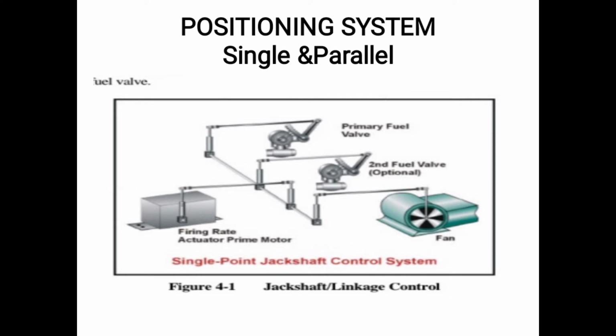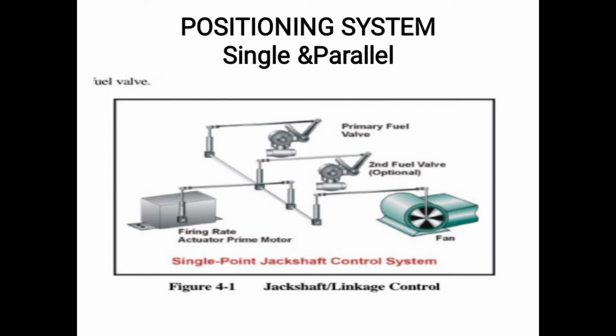And next one is the positioning system. In the positioning system, fuel valves are connected through a camshaft, and the FD fan is also connected through a rod with a camshaft, and finally the cam rod is connected to an actuator, which gets a signal from the steam pressure. When steam pressure increases or decreases, this actuator, as you see in this slide, moves and maintains the air fuel ratio. But this is a very typical and old system.